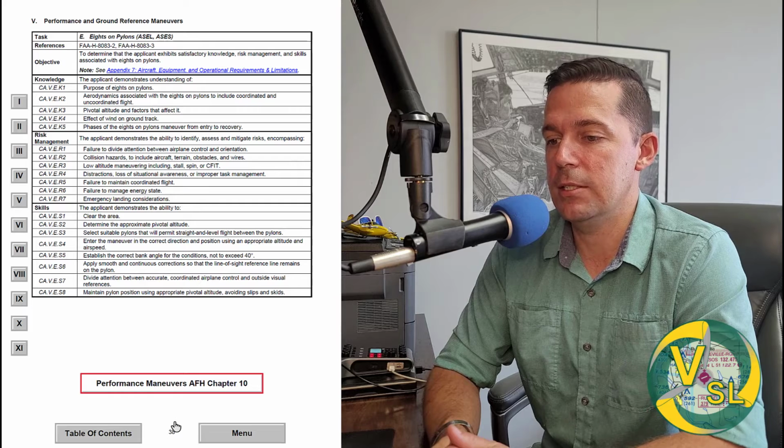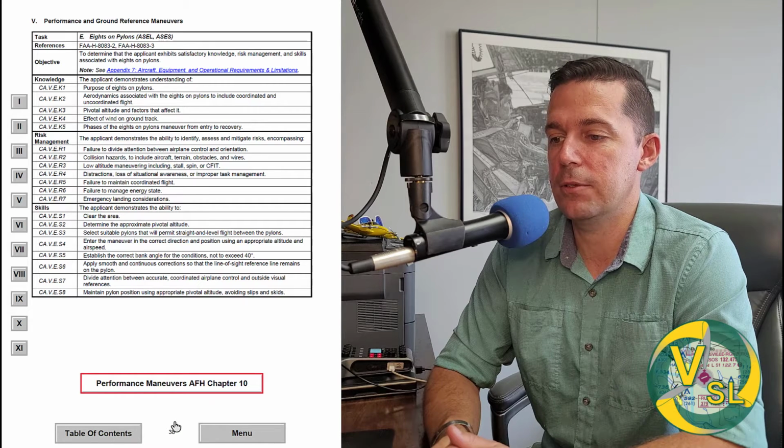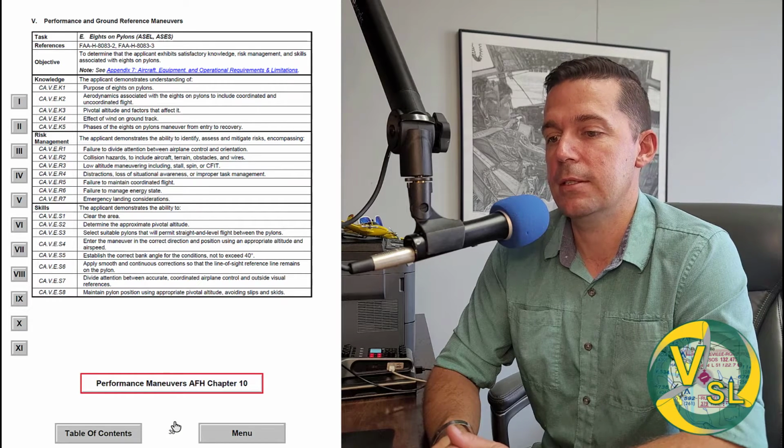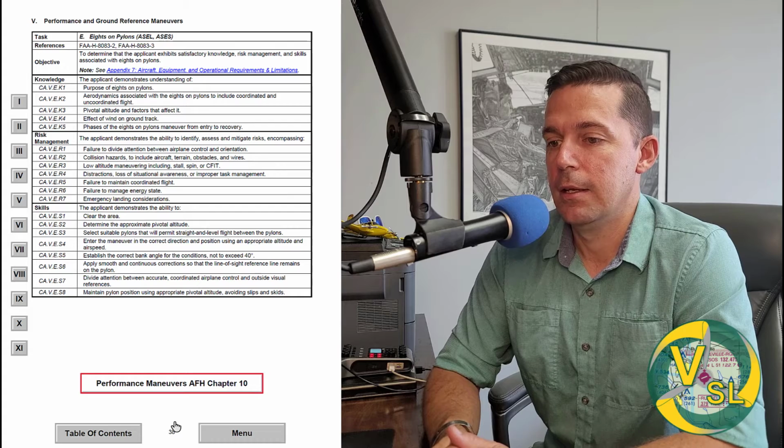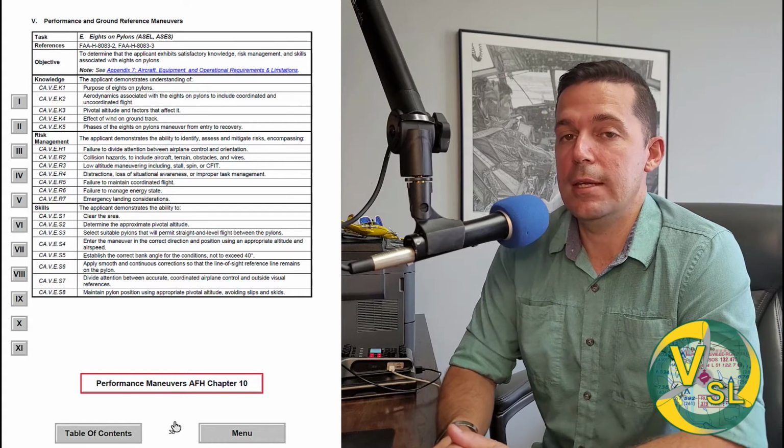Skill 7, divide attention between accurate, coordinated airplane control and outside visual references. Skill 8, maintain pylon position using appropriate pivotal altitude, avoiding slips and skids. So those are the 8 skills here for the 8s on pylons.